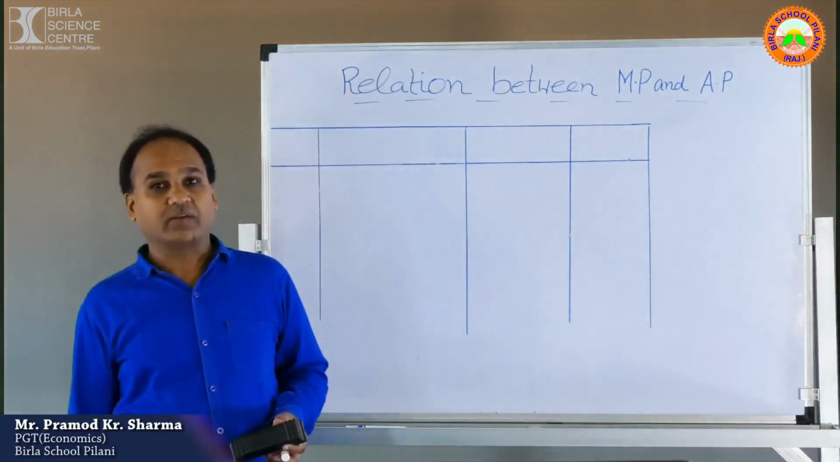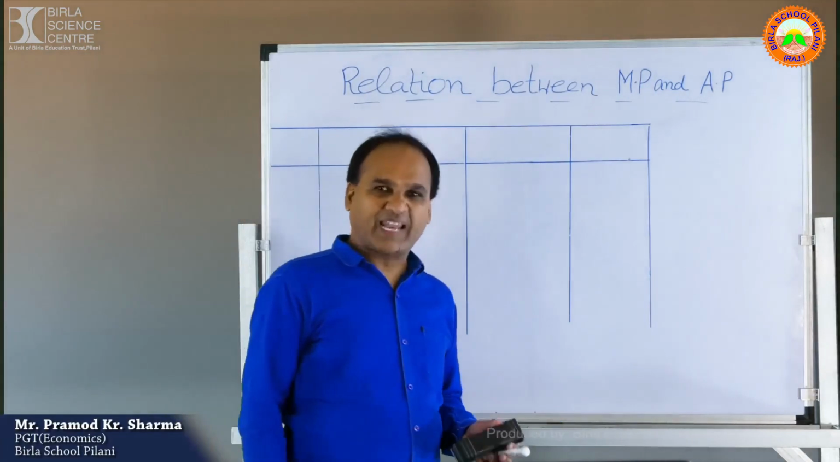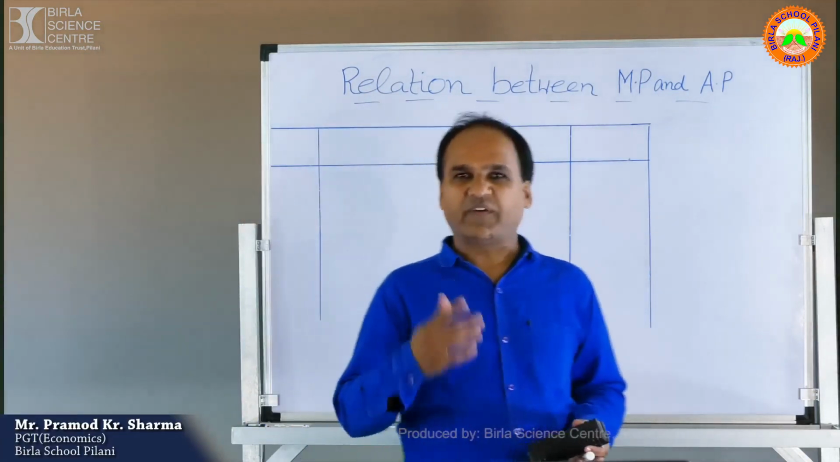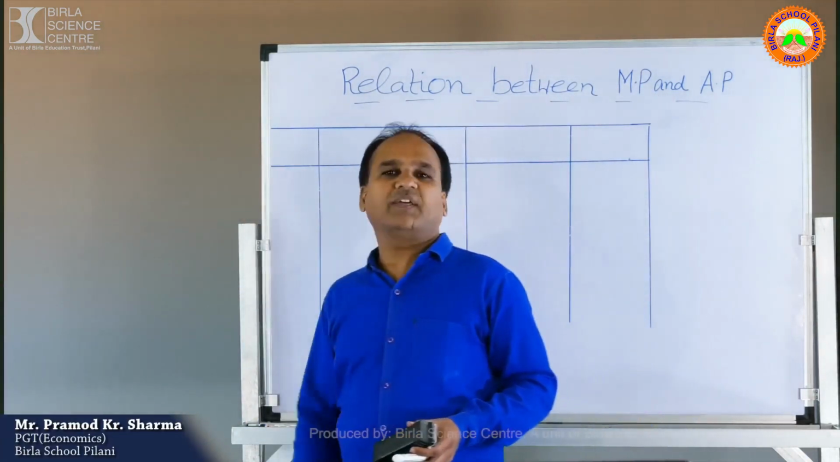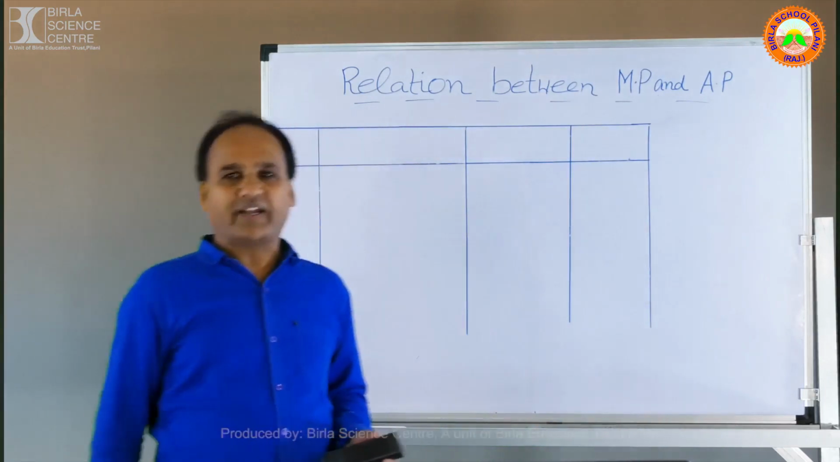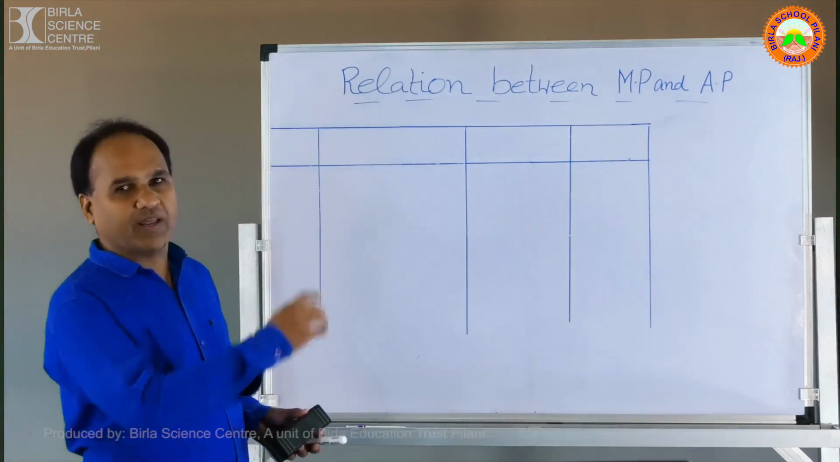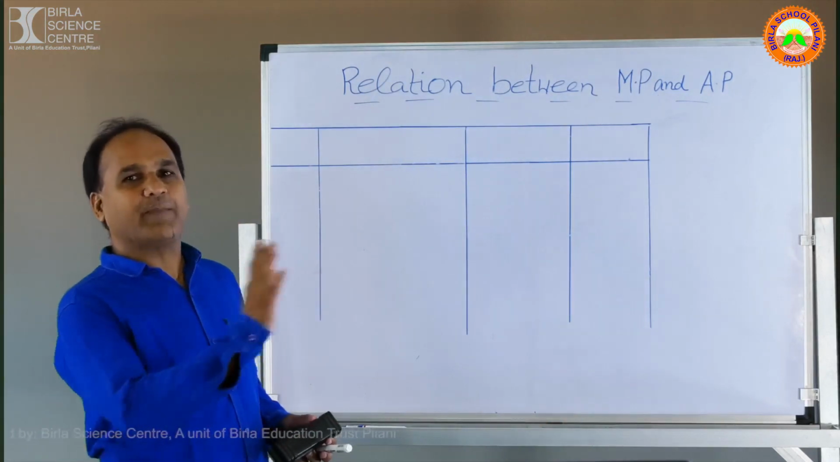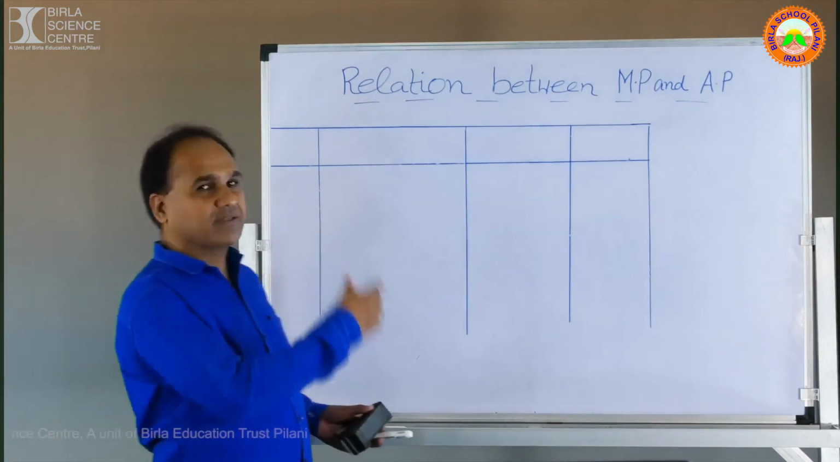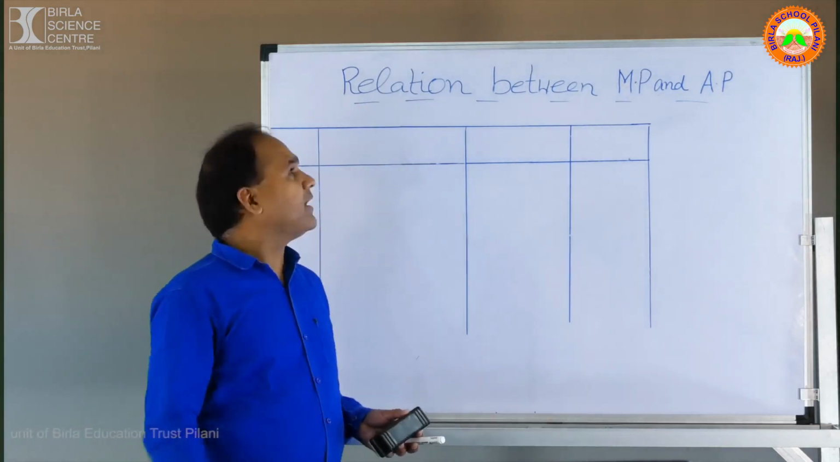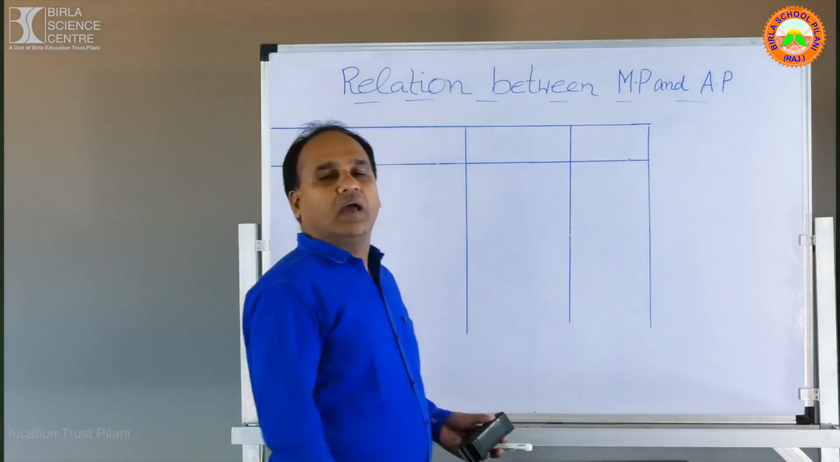But the concept is what? Different today. Again I am saying, the concept is different today. Yes, today I have come with a new topic for you all, that is what is the relationship between the MP called marginal product and AP called average product. You can see at the top: relation between the MP and AP.